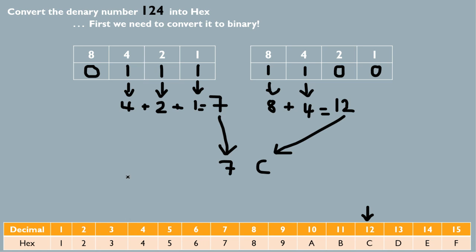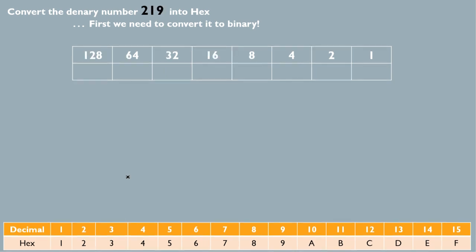Okay, right, so let's have a look at this number. We've got 219, which is a denary number. We want to convert it into a hex number, so we're going to convert it into binary. So let's have a look at the first column. The first column, we've got 128. Will it go into 219? Yes, it will. So I'm going to put a 1 there.